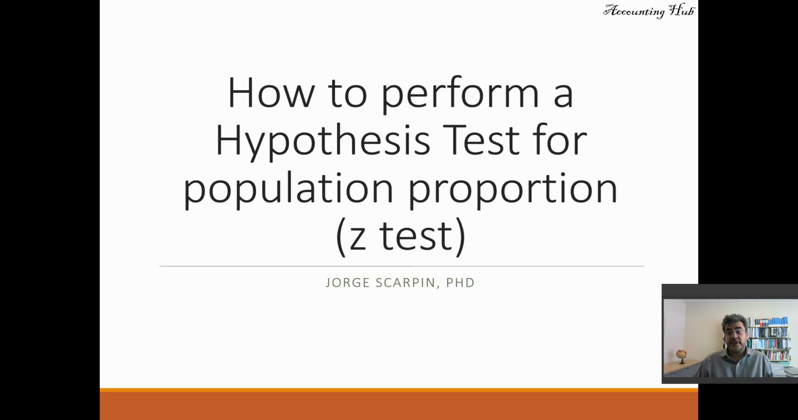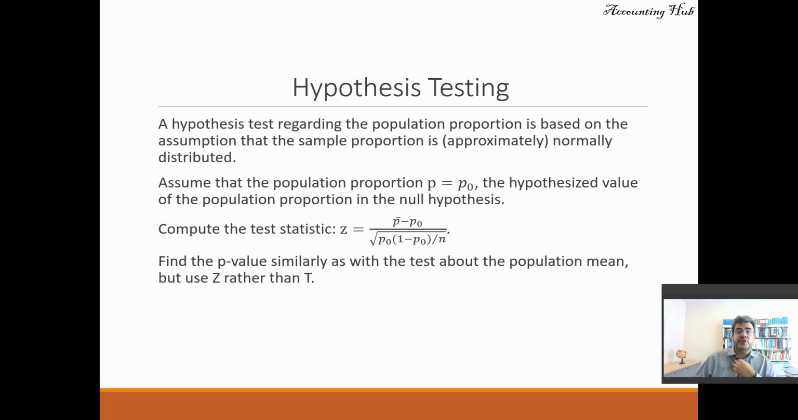I'm Professor George Scarpin, PhD in Accounting, and our topic today is how to perform a hypothesis test for population proportion. If you're looking for a hypothesis test for population mean, that is the t-test, this is not the video, but we have a video about it, and the video is in our video description. And for population proportion, we have the z-test. So how do we do that?